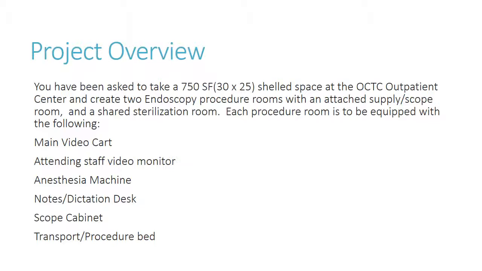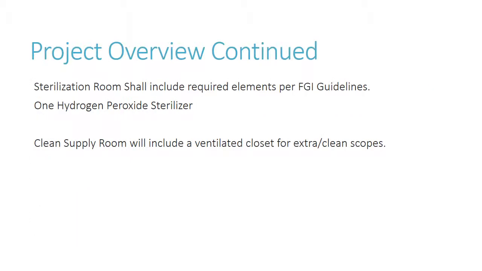You're going to have a main video cart. And on that video cart, you're going to have different pieces of equipment that come with a video cart, like a light source, a camera, a printer, a monitor, and things like that. You're going to have an attending staff video monitor, an anesthesia machine, notes dictation desk, scope cabinet, and transport procedure bed, and something else I didn't put here, but I think I included it later, and that is a defibrillator, which is on the previous page.